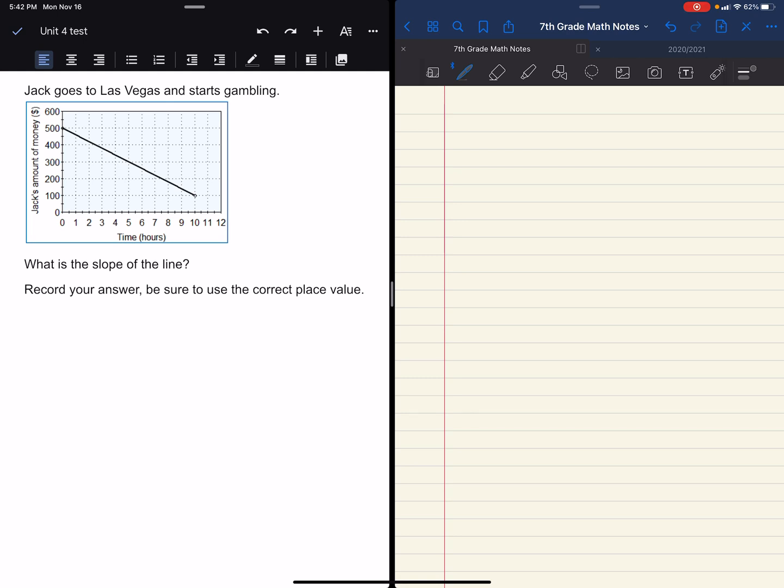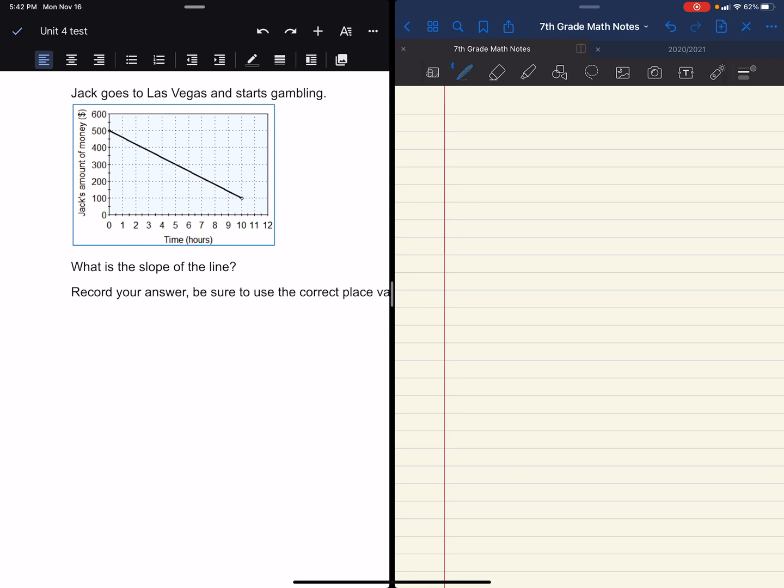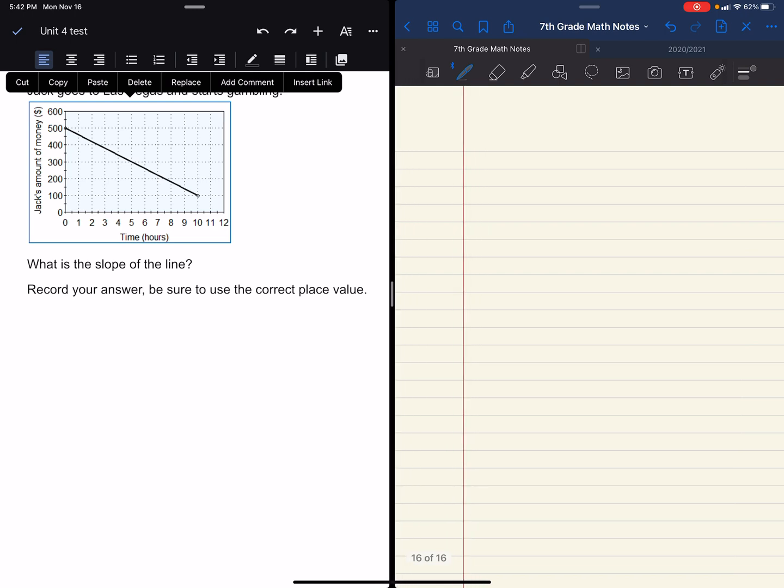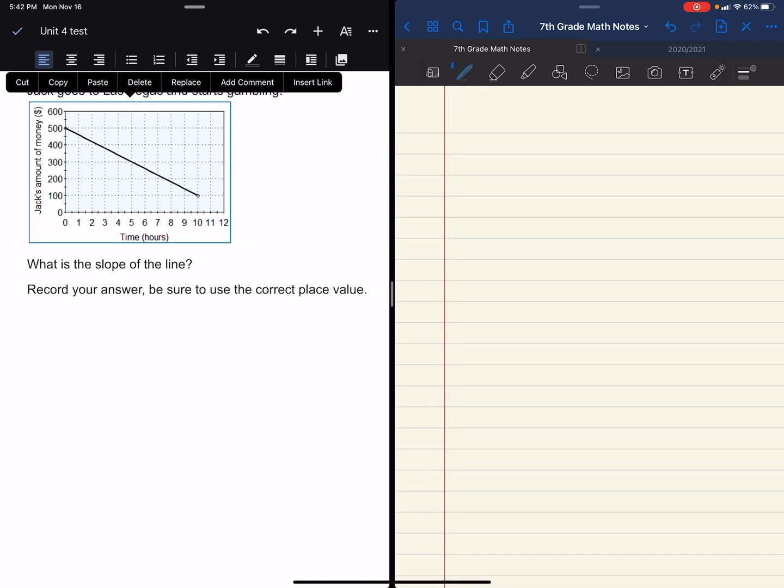So to find the slope, I can just find two different pretty points and count how many I'm going down and then how many I'm going over. I'm going to pull off two ordered pairs and find the change in y and the change in x. So the first ordered pair is that first one, that y-intercept. That's 0, 500.